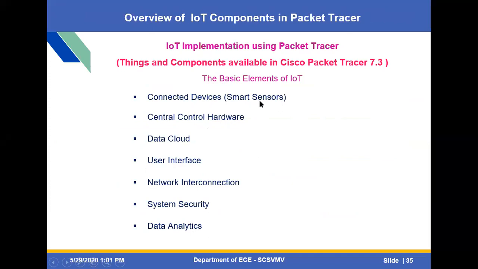Here connected devices means different types of smart sensors, and central control hardware means, for example, a home gateway is used. Data cloud means the data cloud systems, then user interface devices, network devices, and system security. What security protocols are we going to use? And data analytics means what data is acquired from sensors. These are analog signals only. How these analog signals are converted into data types, that is data type analytics.